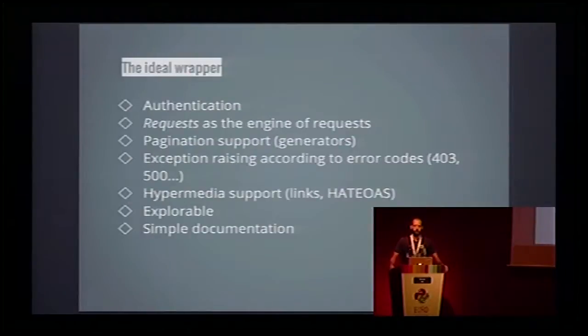Let's think, if you are trying to write the perfect API wrapper, what would you like to have in it? So authentication, that's basic. All wrappers should have it. I would like it to use requests. As I said, I really like this library. It should have pagination support, and it would be nice to have some exception raising, so I know what error code came on the response. Hypermedia support would also be nice, so I could just follow links instead of building them. I would love it to be explorable, so I can play with it before doing the final implementation.